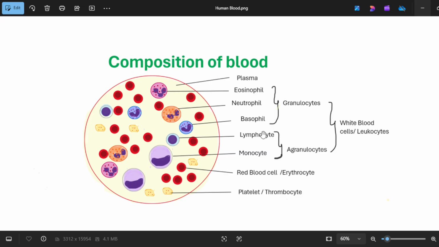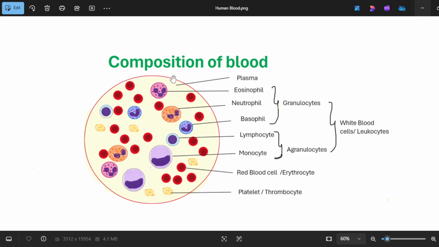Now, if you see this diagram, the blood contains plasma, which is a light straw colored, amber colored, or we can say light yellow colored liquid, which fills the blood vessel. Next, the blood contains white blood cells. White blood cells are divided into two types, granulocytes and agranulocytes.